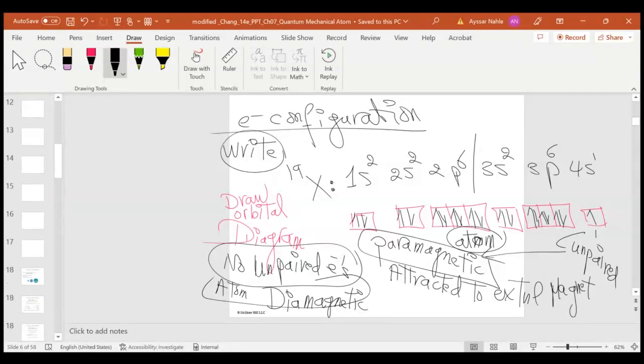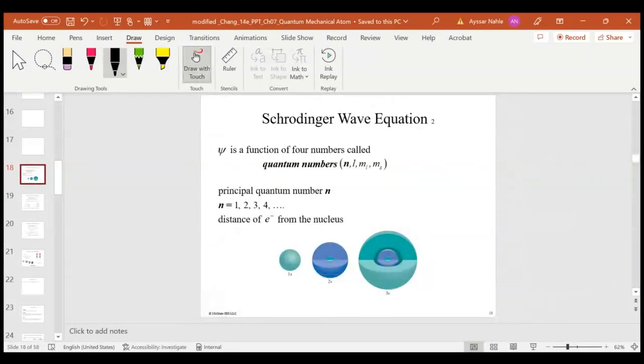Now I'm going to go through the slides. All right? Let's go through the first slide. Schrodinger wave. Now, again, we have 4 quantum numbers. I'm going to stick to what we want to cover in here. We have 4 quantum numbers in there, and we start with the first quantum number.